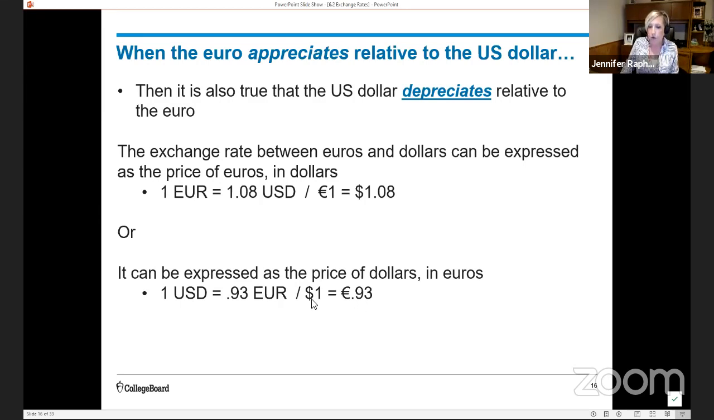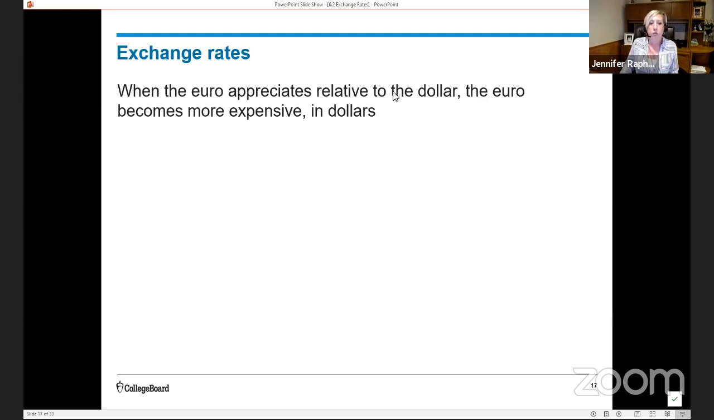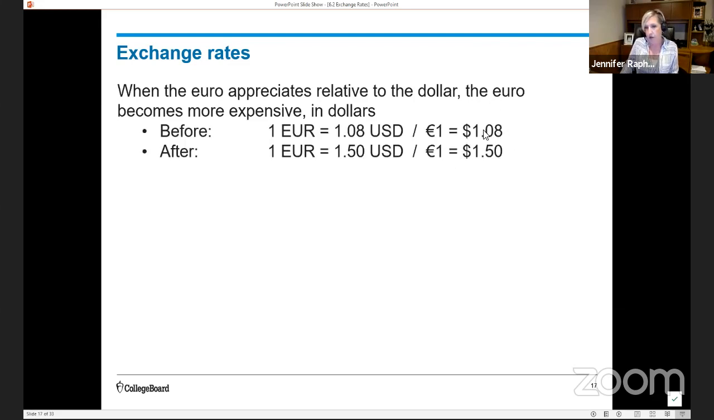This is euros per $1. Okay. All right, so now let's put this together. When the euro appreciates relative to the dollar, the euro becomes more expensive in dollars. So this was the example we had before, right? When 1 euro equals 1.08 US dollars before, and after it equals 1.50 US dollars, then we say that the euro has gotten more expensive. It costs more dollars per euro than it did before.